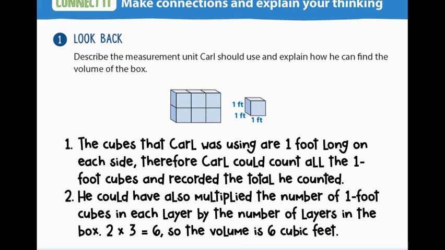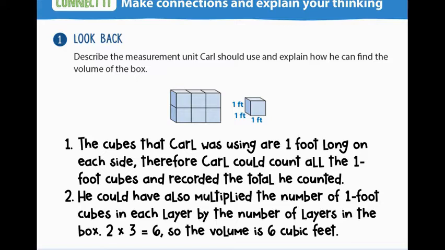Okay, now that you've tried to solve the Explore It problem, and remember, exploring it is we're trying to use our prior knowledge and try to solve it on a new problem. So let's try to make some connections and explain our thinking. Looking back at the problem that we just were given in the Explore, remember it was about a boy with Carl who has a box and he's trying to find the volume. Now we need to talk about the measurement units that Carl could use and explain how I found the volume.